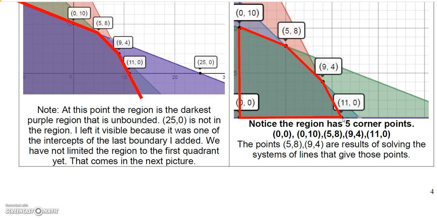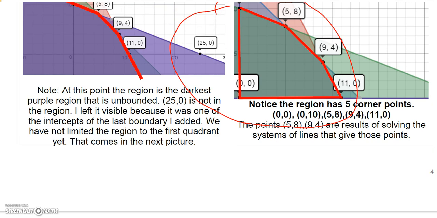This point is (11, 0). And then if you solve the appropriate pair of lines to find this point, you'll get that this point is at (9, 4). And then also solving the appropriate pair of lines to get this point, you'll see that this point is at (5, 8). So these are your 5 corner points for that region, and that region is actually a bounded region because you can enclose it. You can draw a circle around it, so therefore it's a bounded region.